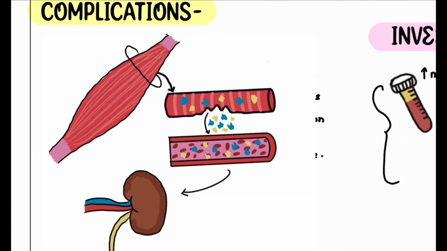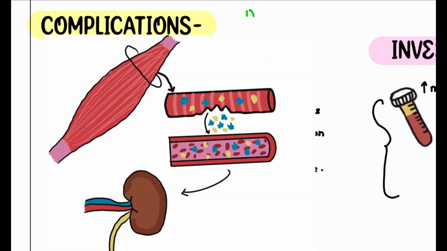Now what are the complications? The first complication can be necrosis. Necrosis occurs when normal blood flow is not established on time, which will lead to tissue death due to lack of oxygen.